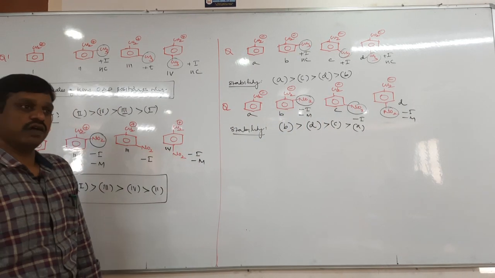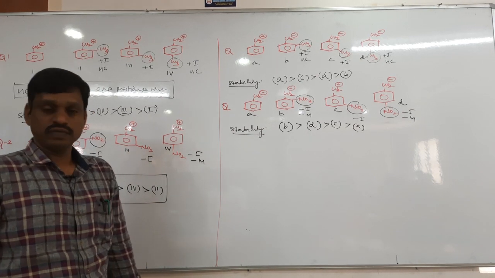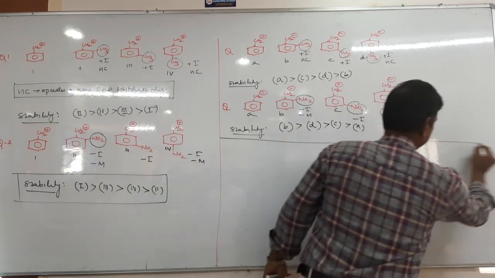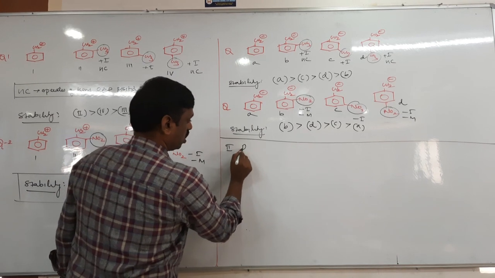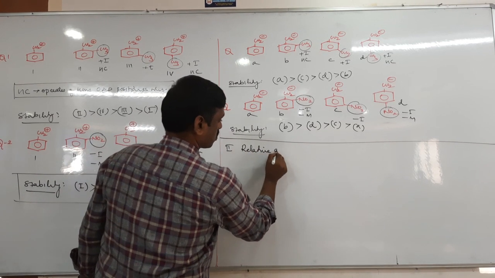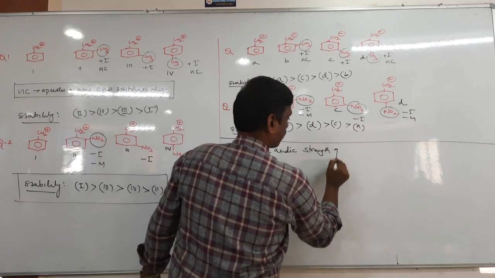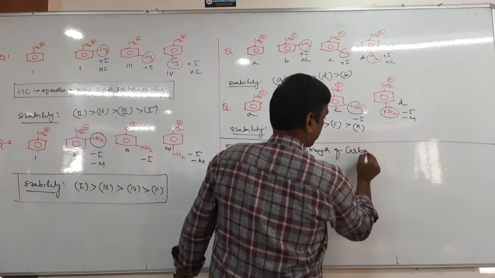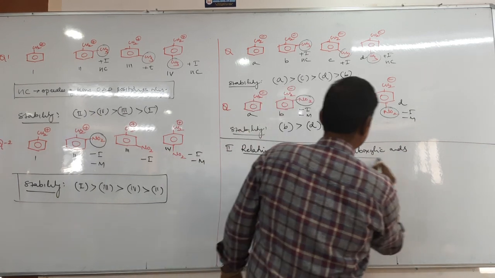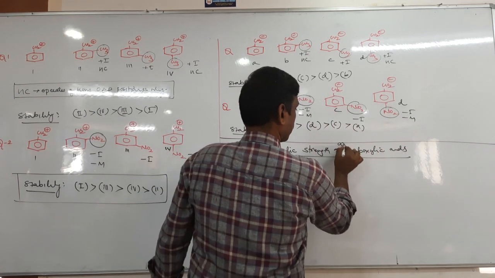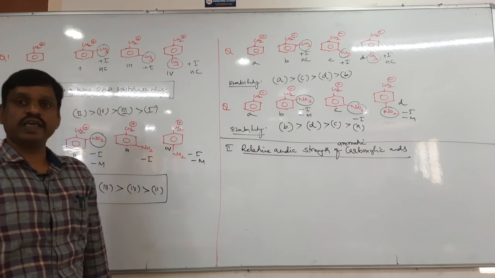So this is how the stability of carbocation and carbanion changes. Next, the second application is the relative acidic strength of carboxylic acids, specifically aromatic carboxylic acids.